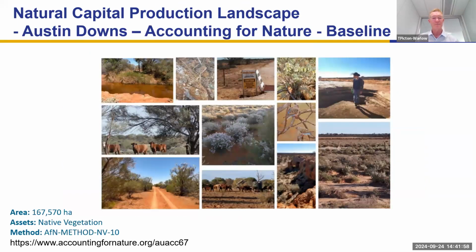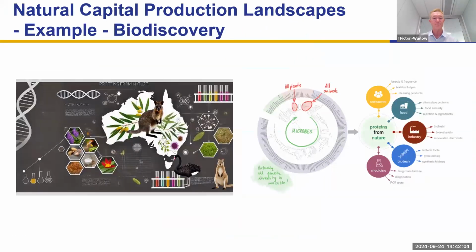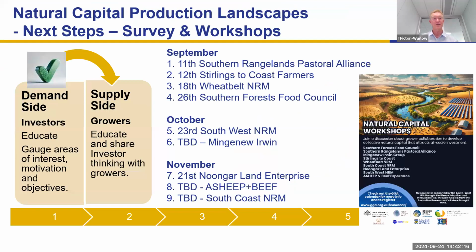And then just quickly, accounting for nature, just showing an example in Western Australia. The importance of biodiscovery in the rangelands is 80% of Australia with 30 to 40% of biodiversity, so a very exciting opportunity, I believe.